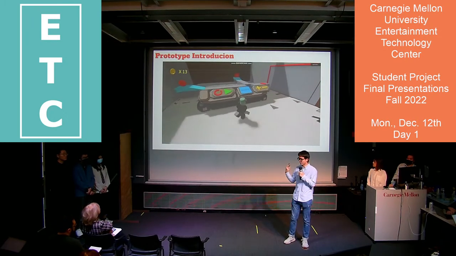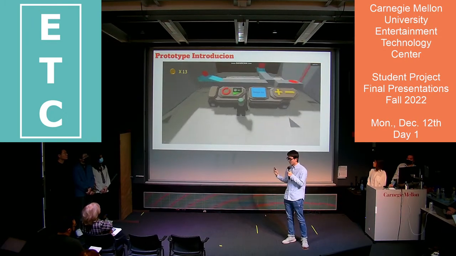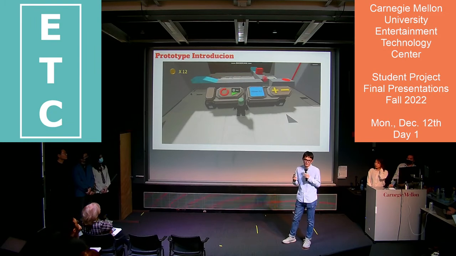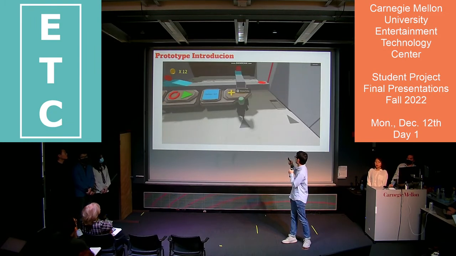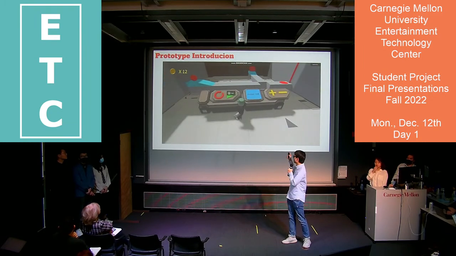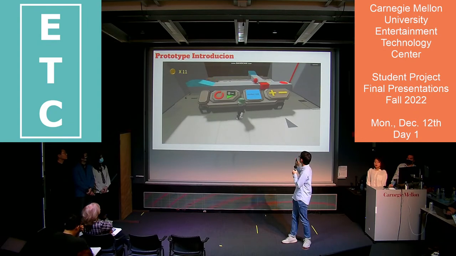So this is basically the gameplay of our project. Players need to push the object down the ramp and make sure this object can reach the target area. And during this process, players can change the friction of the ground.